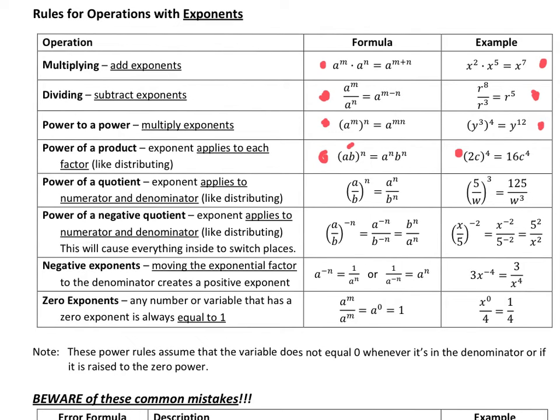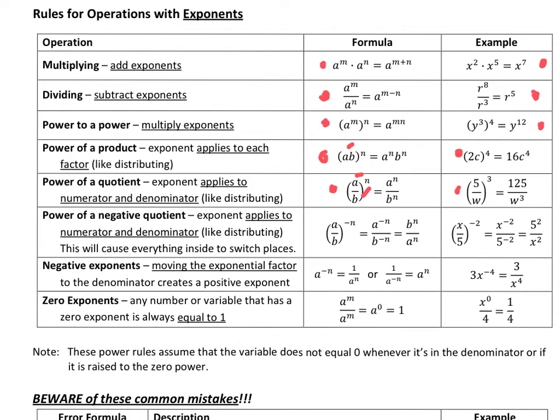Power of a quotient, we have a over b with an n power on the outside. So again, like the last one, we're going to distribute the n to the a and the b. And so then you see our example over here, 5 to the third. You'll actually need to evaluate it, so 125, and then make sure that 3 is applied to the w in the denominator. Okay, and so then that's it on that one.